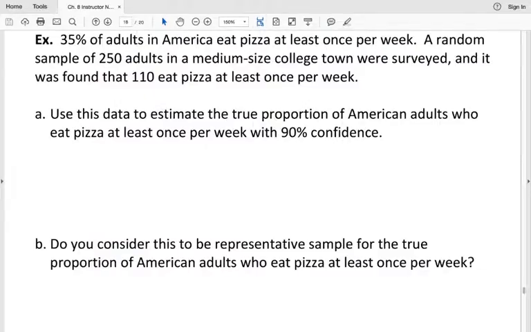Okay, now here we have just a statement that 35% of adults in America eat pizza at least once a week, and then a random sample of 250 adults in a medium-sized college town were surveyed, and it was found that 110 of them eat pizza at least once a week. And we're to use this data, and by this data we're talking about the sample data here, to estimate the true proportion of Americans who eat pizza at least one time per week with 90% confidence.